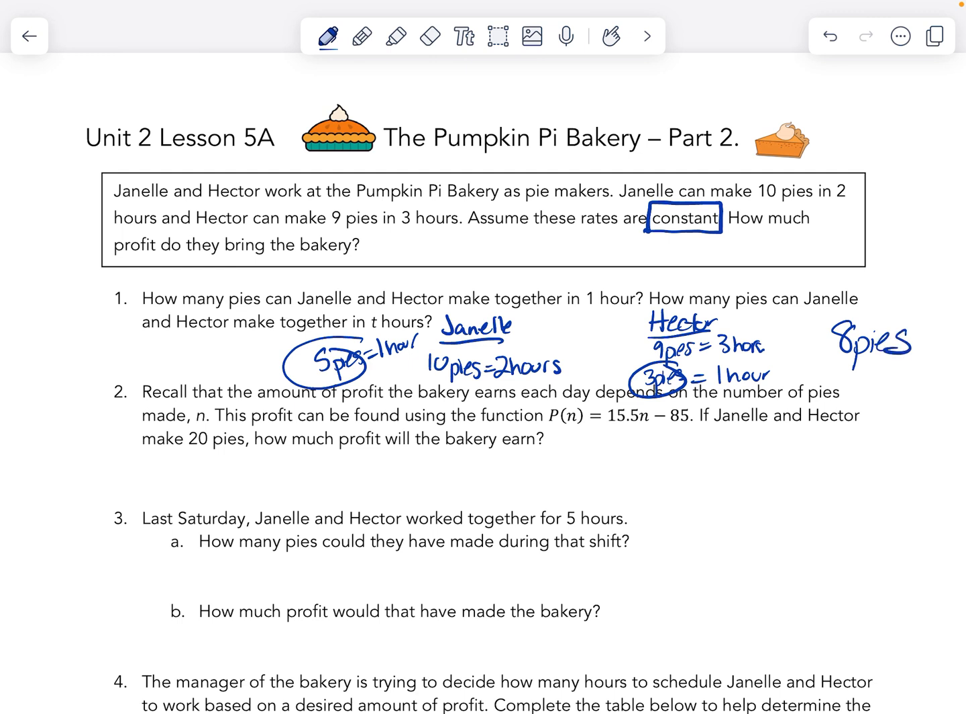So if we remember, the amount of profit a bakery earns each day depends on the number of pies made in the profit formula. Here is how much profit they make. So if Janelle and Hector make 20 pies, how much profit will the bakery earn? Well, if they make 20 pies together, that would be their profit, which is $225.